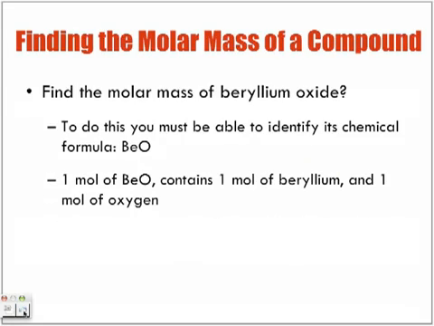Finding the molar mass of a compound. Find the molar mass of beryllium oxide. To do this, you must be able to identify its chemical formula. This is what I said: you have to be able to put together the formula. If I give you the question, find the molar mass of beryllium oxide, and you cannot do that, there go the marks. So your ability to name and write formulas must be top-notch at this point.